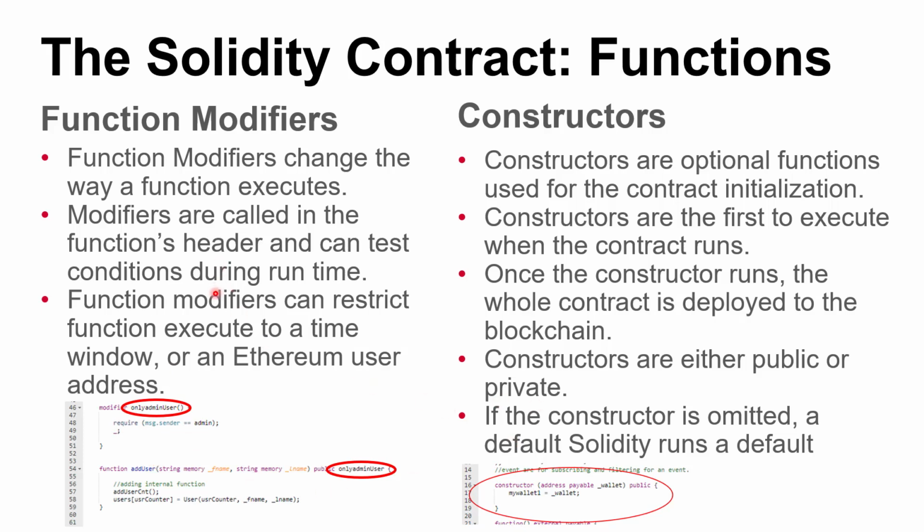There's also functions that have to do with a certain time. So if that time has not been reached yet, the function cannot be called. So function modifiers look for particular conditions.